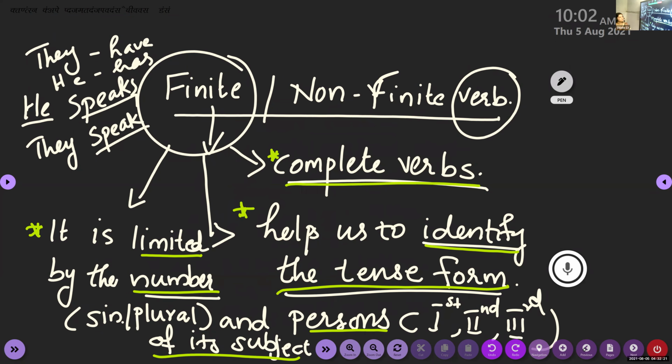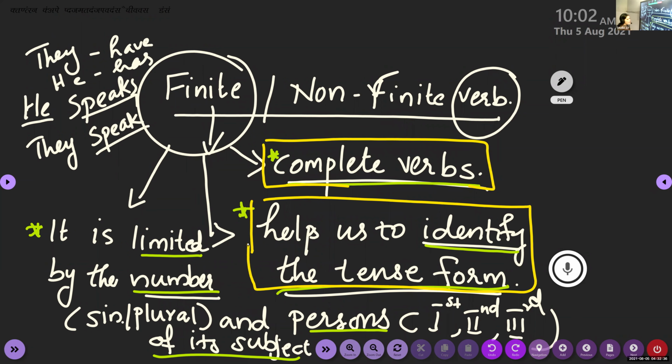So I said finite verb and non-finite verb. Point number 1 to note, it is also known as a complete verb. It is because it helps us to identify the tense form. Point number 3, it is limited by the number, singular and plural, and persons, first person, second person, third person, of its subject. This is the third point.